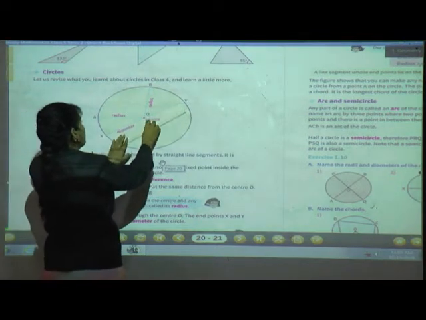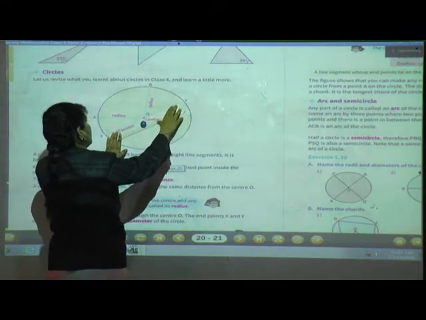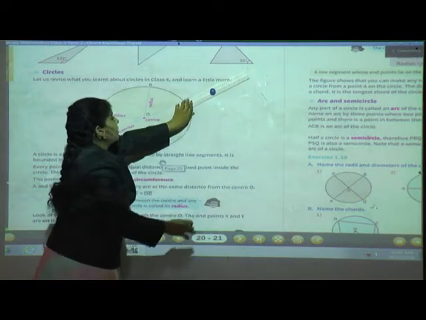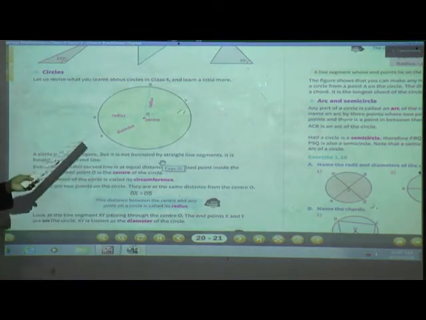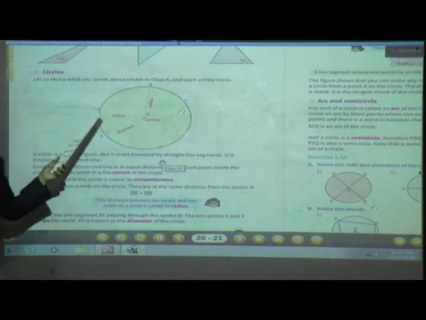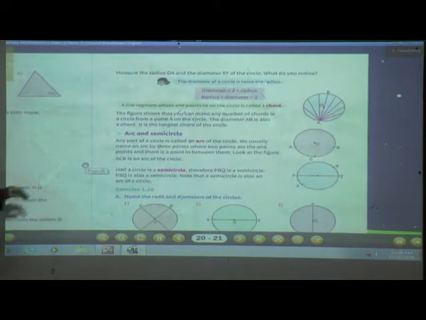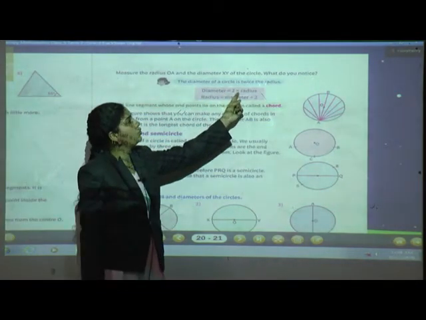Now measure the distance of XY. Here it is, 20 centimeter. That means radius OA is 10 centimeter, but diameter XY is 20 centimeter. That means what, students? The diameter of a circle is twice the radius. So this is the formula: diameter is equal to 2 into radius.